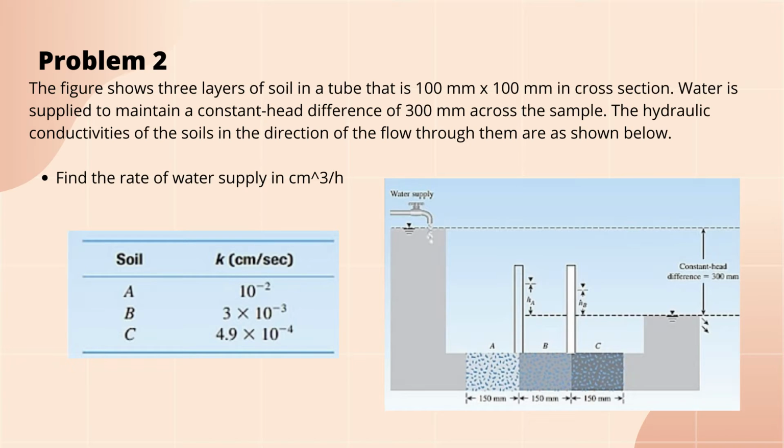You can see in the figure, we have 3 layers of soil, A, B, and C, which each have a length of 150 millimeters, and the total length is 150 plus 150 plus 150 is 450 millimeters. So it is also given with a constant head difference of 300 millimeters.